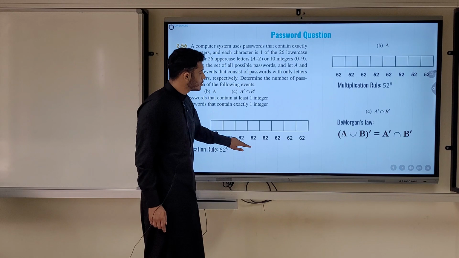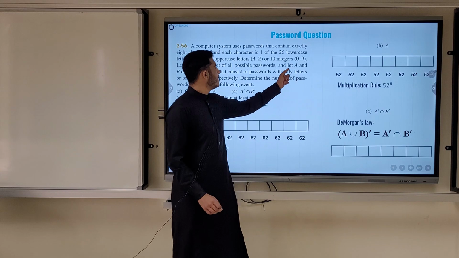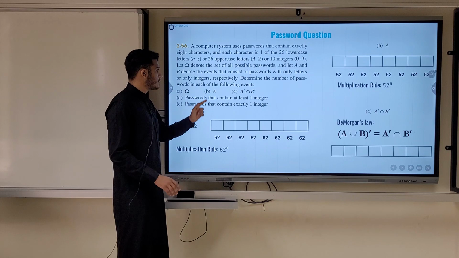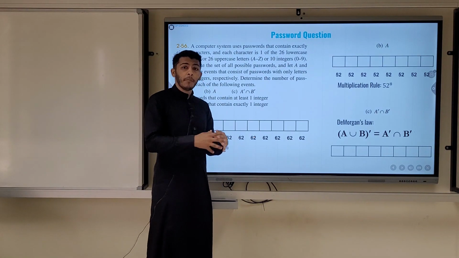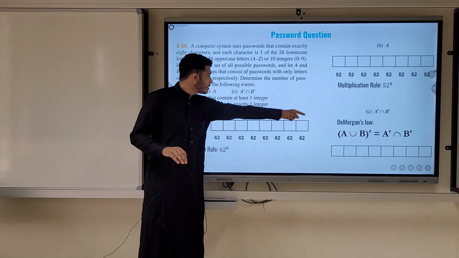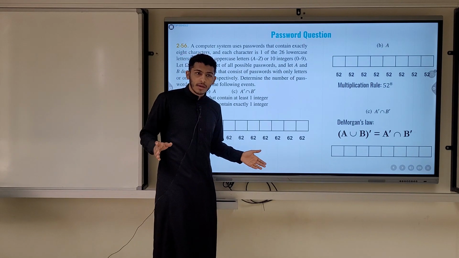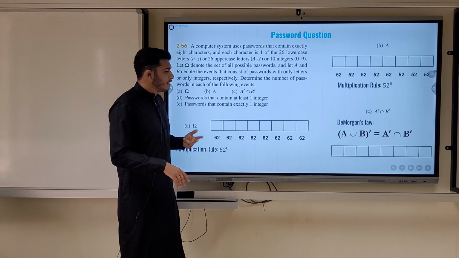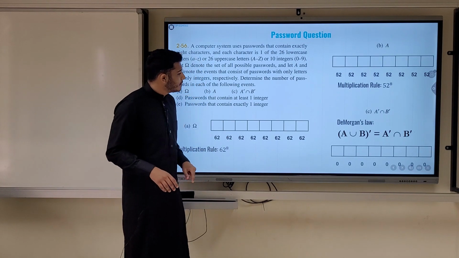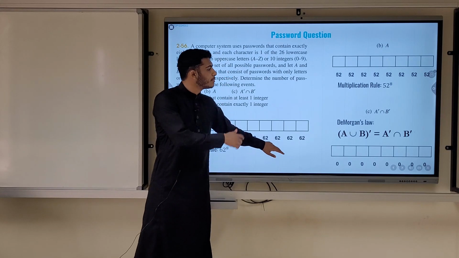So let's try to do it. Let's put our slots here. If we take the union between A and B, well, A takes all the letters and B denotes all the integers. If we combine the letters and integers together, how many outcomes do we have? We have all 62 possible outcomes. However, take the complement of them, and you're not going to end up with anything, because if you don't use letters or integers in your password, you're literally not going to end up with anything. So this is an empty set, where we only have 0. So the answer for this question is 0. I forgot to put the answer.